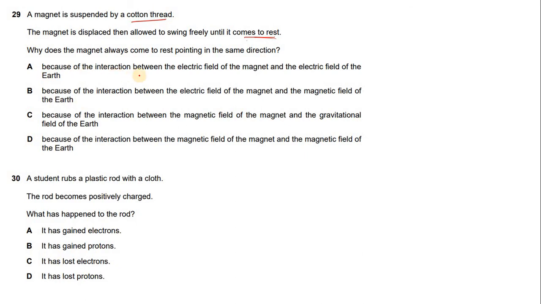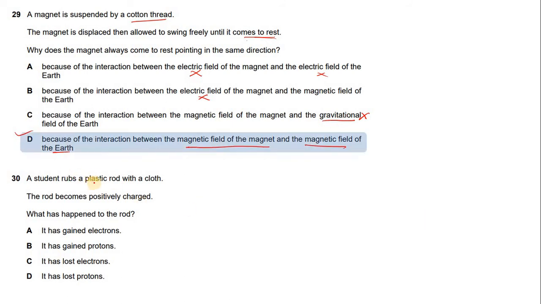There is nothing to do with the electric field and the magnet, there is no electric field, so A and B are immediately gone. And there is nothing to do with the gravitational field. Yes, this is because of the interaction of the magnetic field of the magnet and the magnetic field of the earth. So option is D.